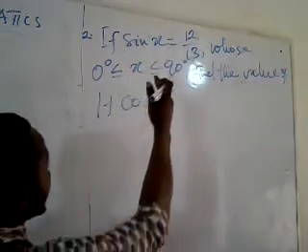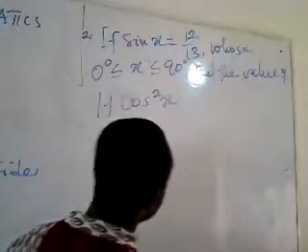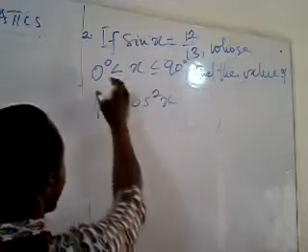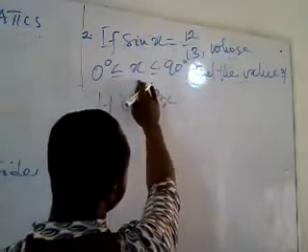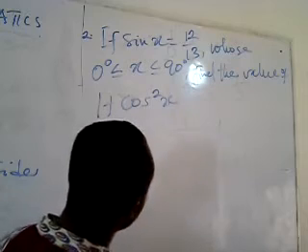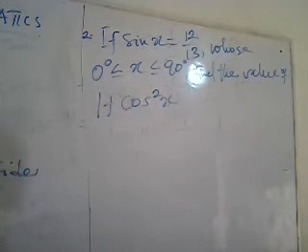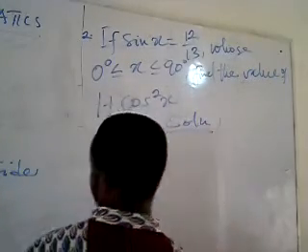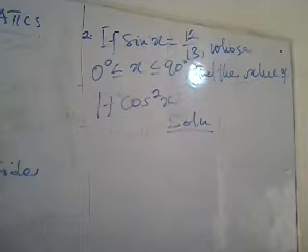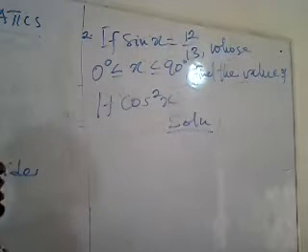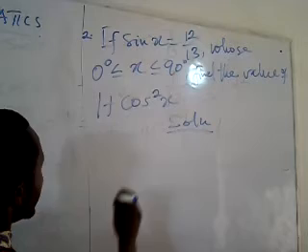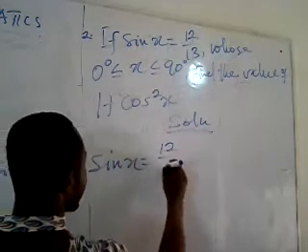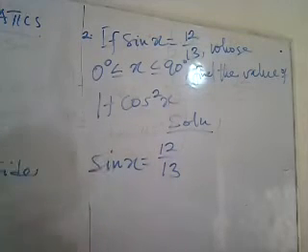So now we have been given sine x, which is equal to 12 over 13, and the range given is 0 degrees less or equal to x less or equal to 90 degrees. You have to find the value of 1 plus cos square x. So in our solution, it's not different from what we did earlier on. It is the same thing. Since we have sine x equal to 12 over 13, we have to find cos x.